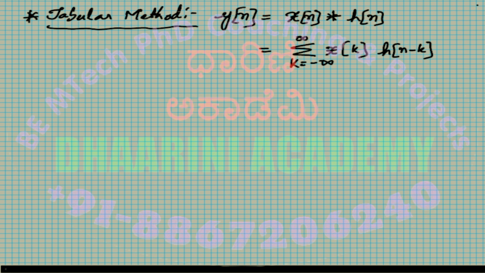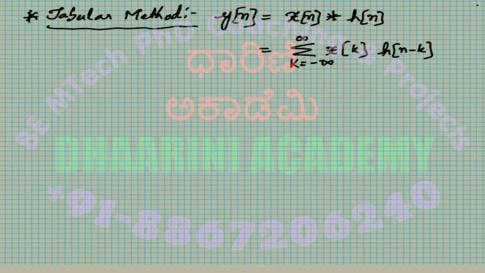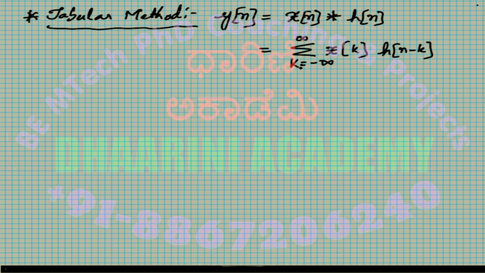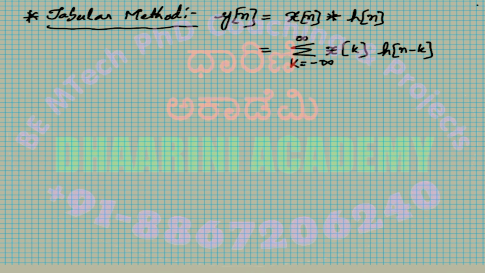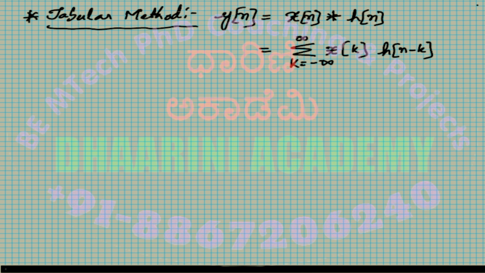So let us check the meaning of that now. When I'm doing x of k into h of n minus k, h of k will be directly available for us, but how do we get h of n minus k? For that, we need to understand the fundamental operations on any signal in the time domain. One operation we already have come across is the shifting operation, correct?